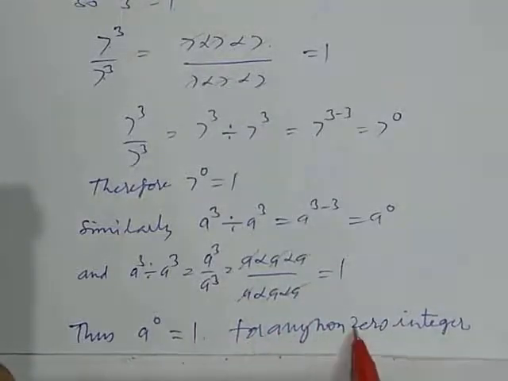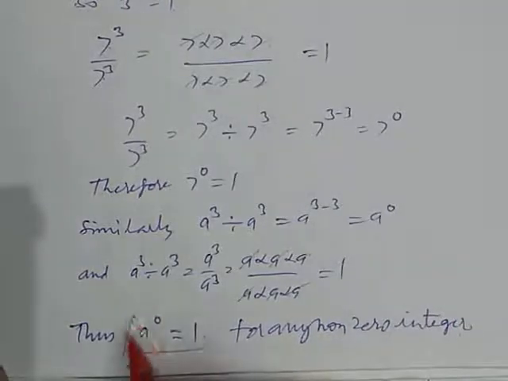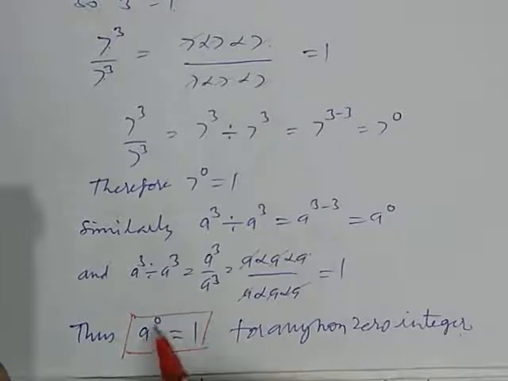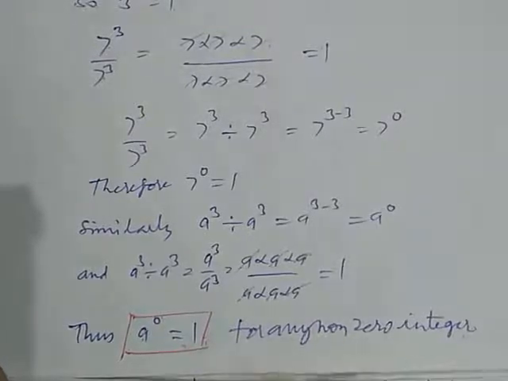For any non-zero integer, this is the formula: a raised to the power 0 is equal to 1. That is, any number having the power 0 equals 1 for any non-zero integer. So remember this.